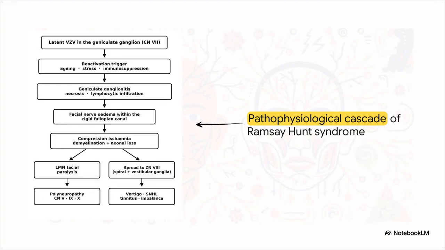This right here brilliantly illustrates the entire disease process. Just look at this pathophysiological cascade. It all starts when latent varicella-zoster virus is triggered, usually by immunosenescence, some kind of physiological stress, or immunosuppression. From there, you can actually trace the cascade right down. It goes from geniculate ganglionitis directly to facial nerve edema, and then it ultimately branches out. It'll either cause a lower motor neuron facial paralysis or spread to cranial nerve 8, hitting the patient with severe audiovestibular symptoms. Honestly, it's a remarkably clear flowchart of a really devastating pathology.